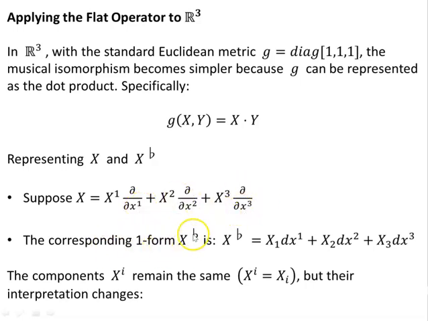And the corresponding one form, x flat, is x1 lowered, dx1. So we've gone from the basis vectors to the basis 1 forms. And the components here, x upper 1, contravariant index 1, and x covariant index 1, we're going to see that these two components are the same. So the components xi remain the same. So x upper i is equal to x lower i, but their interpretation changes.